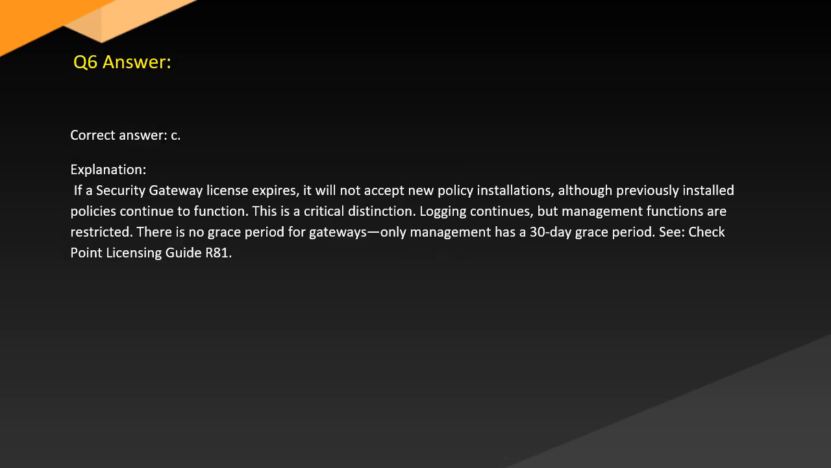Answer. Correct answer: C. Explanation. If a security gateway license expires, it will not accept new policy installations, although previously installed policies continue to function. This is a critical distinction. Logging continues, but management functions are restricted. There is no grace period for gateways. Only management has a 30-day grace period. See the Check Point Licensing Guide.